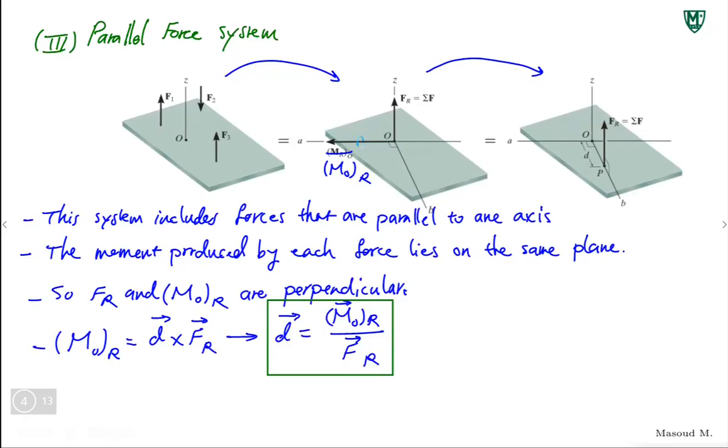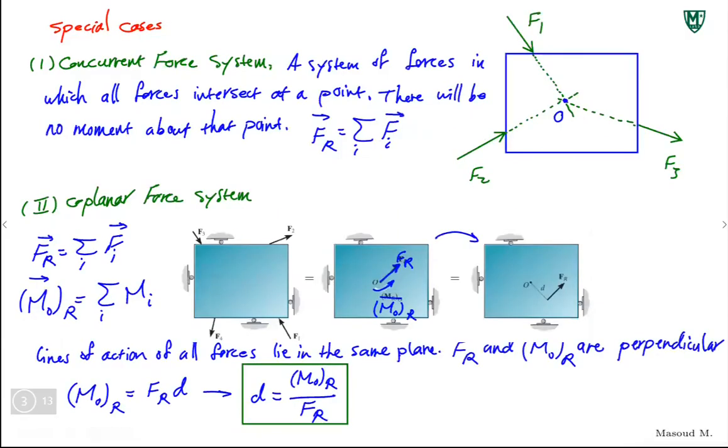So let me review what we said. I talked about three special cases. I'll go back to that page. First one was a concurrent force system. All forces, they meet at the same point, the lines of action for those forces intersect at one point. There will be no moment.